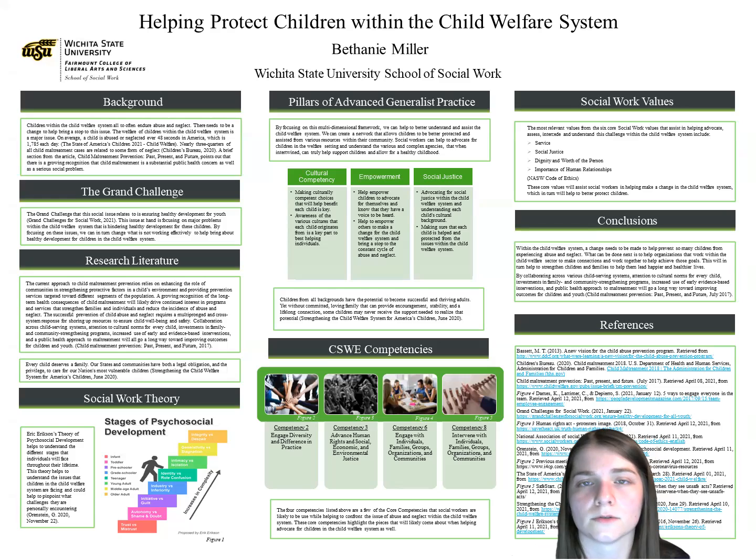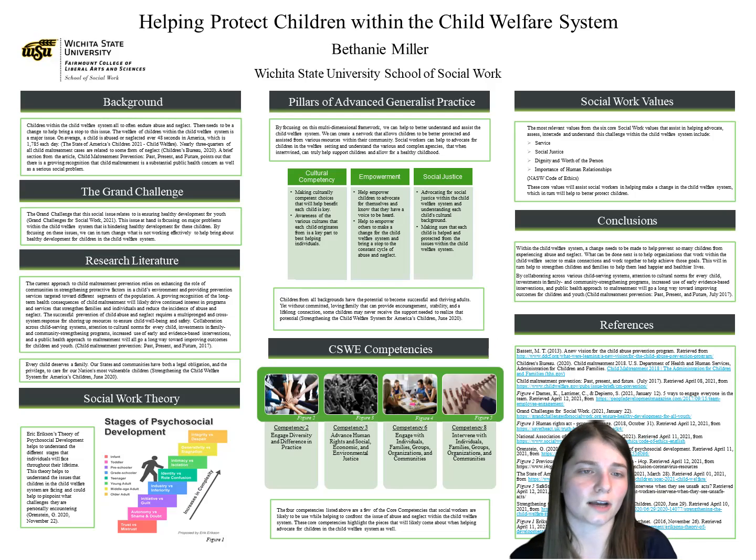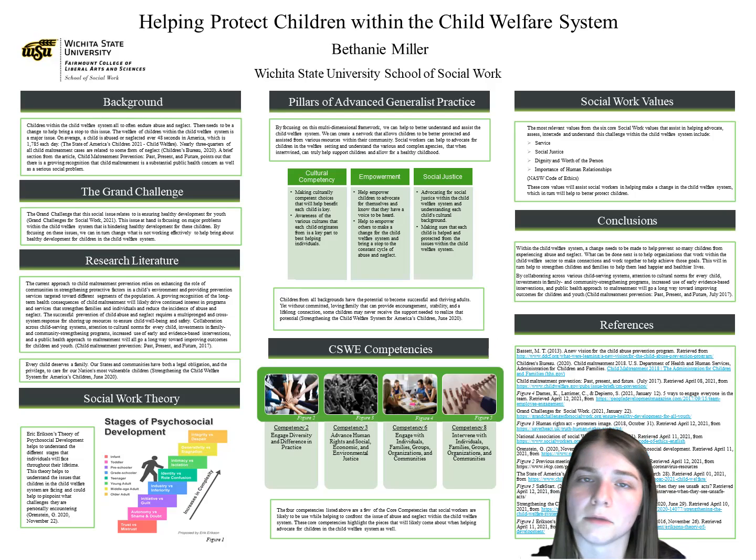A child is abused or neglected every 48 seconds in America, which is 1,785 each day. Nearly three-quarters of all child maltreatment cases are related to some form of neglect. A brief section from the article, Child Maltreatment Prevention, Past, Present, and Future, points out that there's a growing recognition that child maltreatment is a substantial public health concern, as well as a serious social issue. So the grand challenge that this social issue relates to is helping to ensure healthy development for youth.